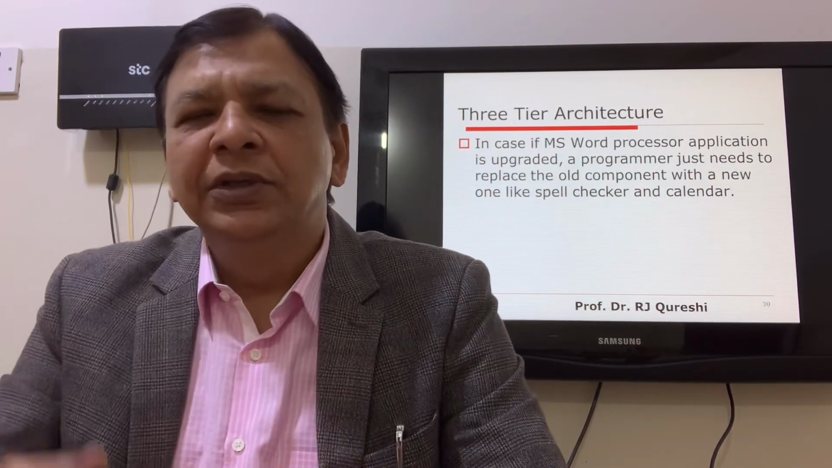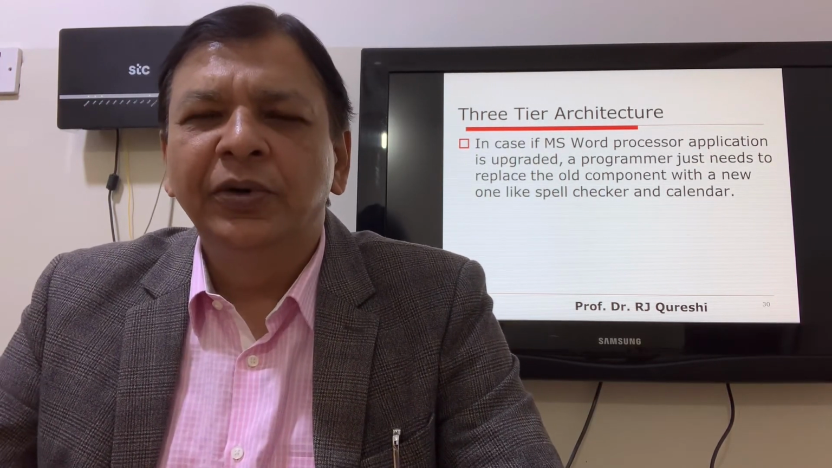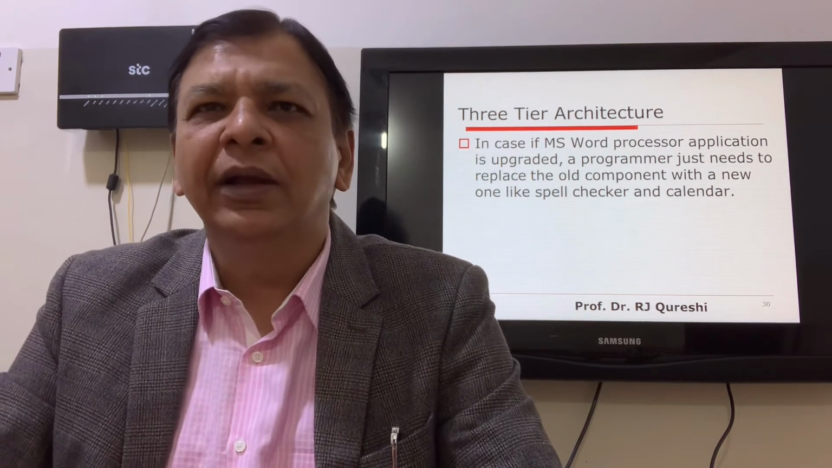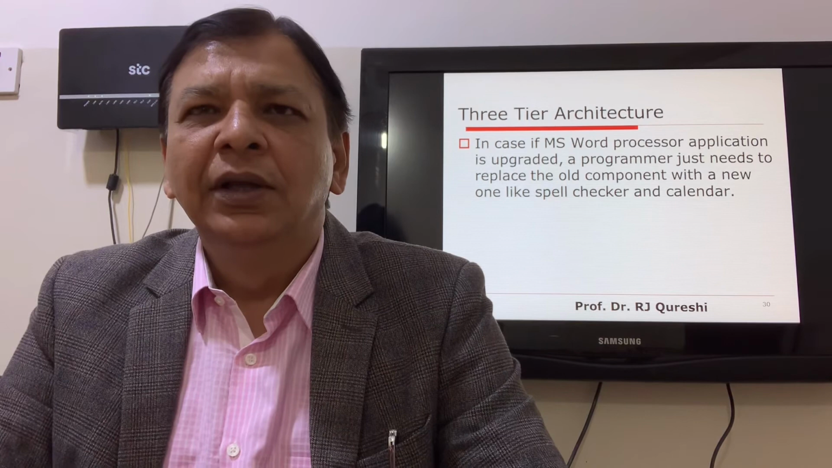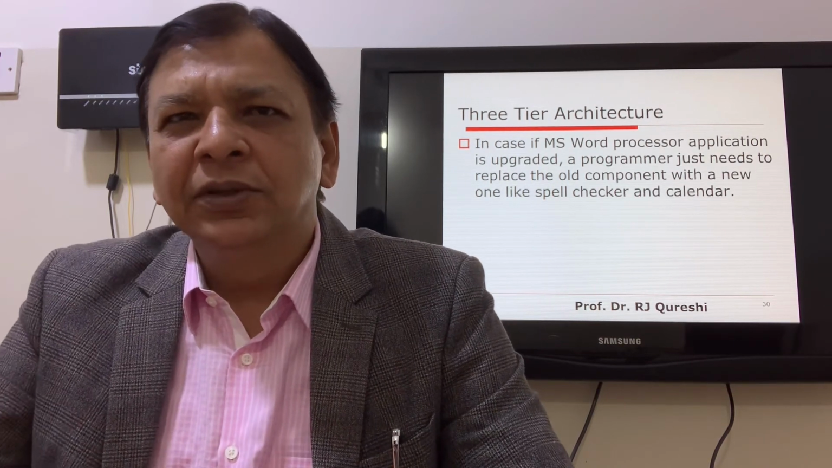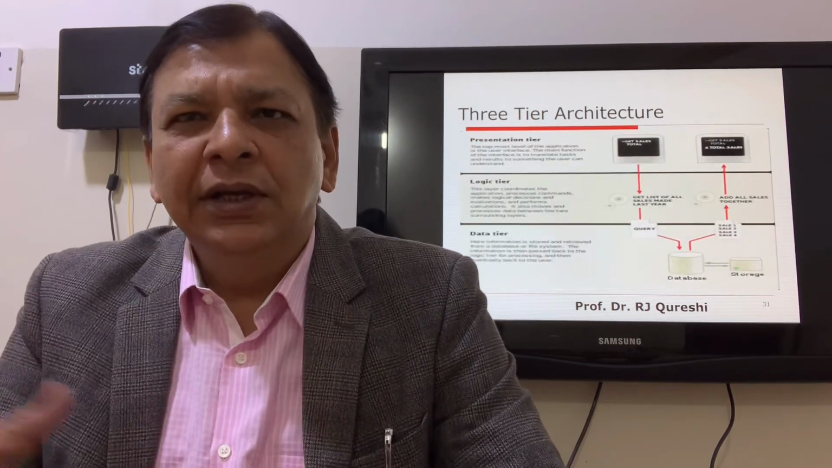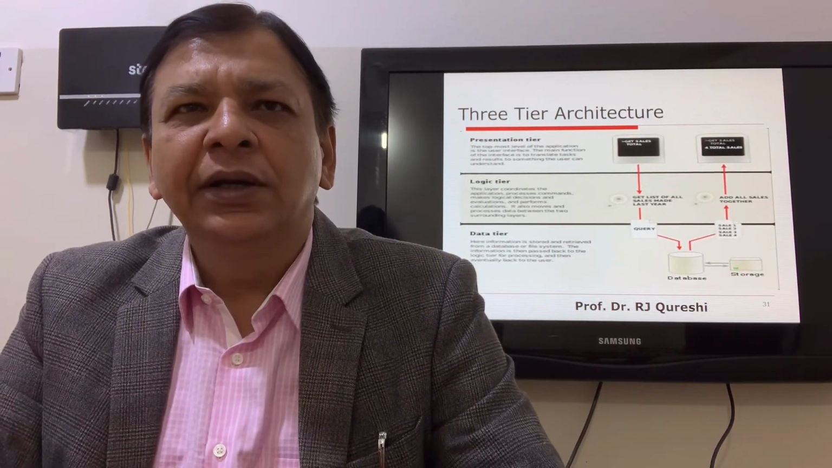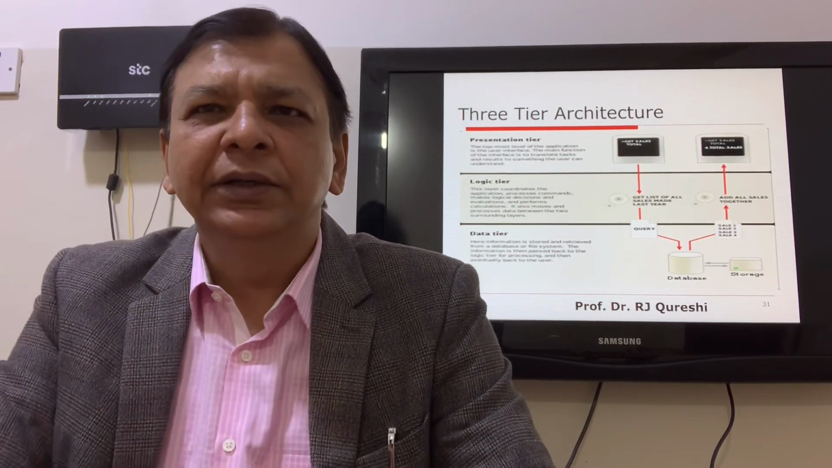For example, business logics are continuously changing and we can replace the business logic component without changing the front end and the back end. Another example, Microsoft Word processing application is upgraded and the programmer just needs to replace the old component with the new one like spell checker and calendar. This is the graphical representation of three-tier architecture. We have presentation tier, we have logic tier, and we have the data tier, the three tiers.